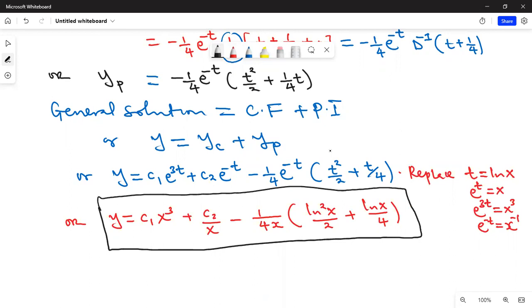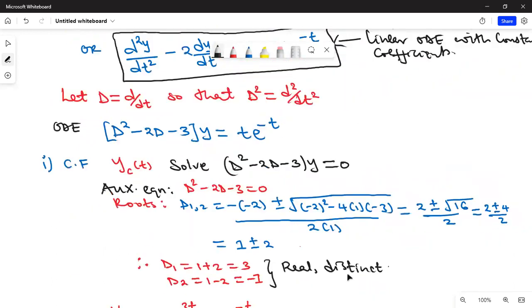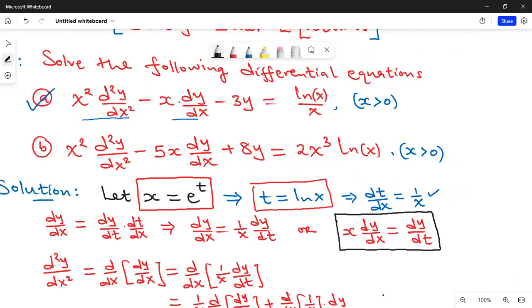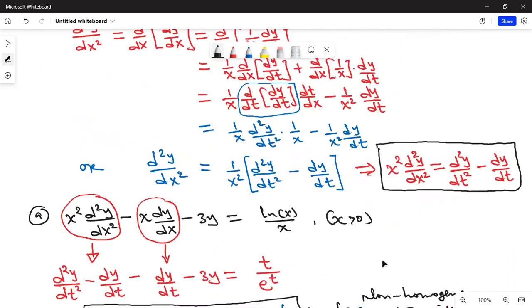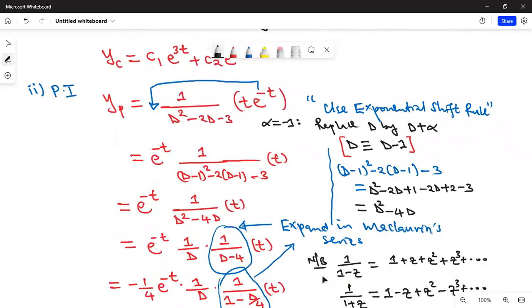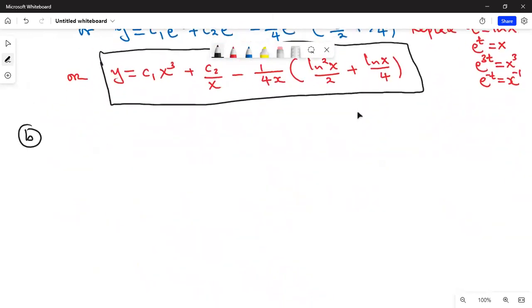So that's part A. Part B, let's check the ODE in part B. What do we have? It is this one here: x squared d squared y over dx squared minus 5x dy dx plus 8y is equal to 2x cubed ln x. So I'm going to rewrite it and then again transform it to a linear ODE with constant coefficients, then solve using any appropriate method. So in part B, this is what we have.